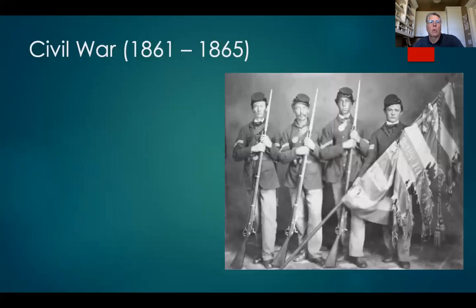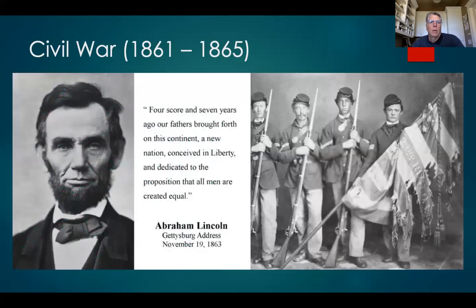And then the Civil War, of course, began in 1861, and that went through 1865. The Gettysburg Address, kind of interesting, right? Abraham Lincoln, 7 years ago, right? So going back, less than 100 years, right? Our fathers brought forth on this continent a new nation conceived in liberty and dedicated to the proposition that all men, that's a generic, right? All men are created equal.